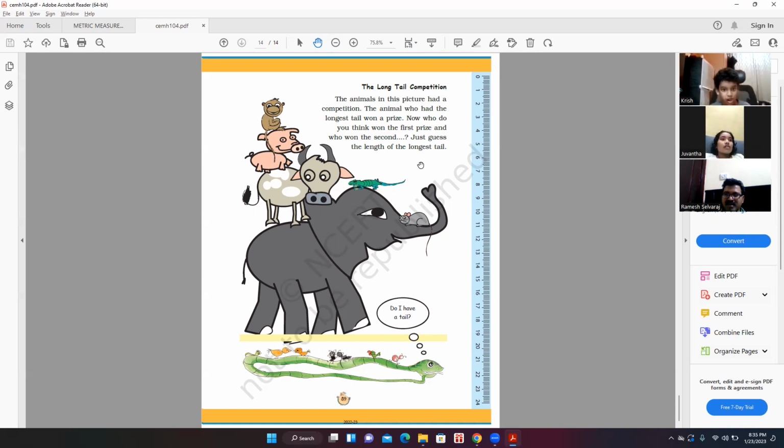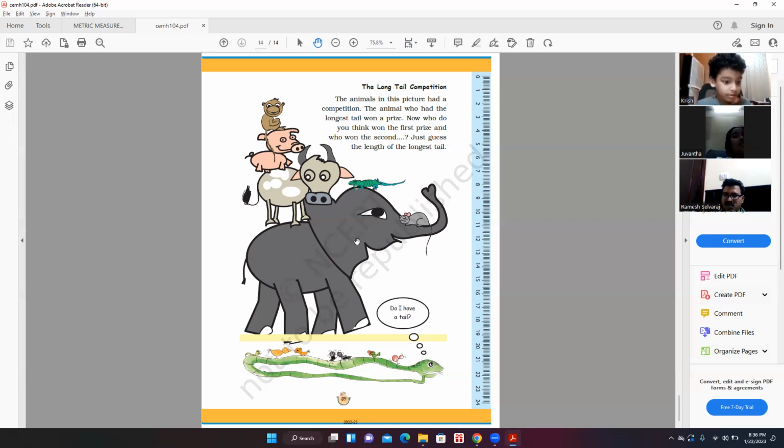Now, who do you think won the first prize and who won the second? Just guess based on the length of the longest tail. Okay. Who do you think? Daddy, the snake got the first place, the elephant got the second place. Okay. Elephant got second prize because whose tail is second longest? Yeah. The lizard got second place. Okay.